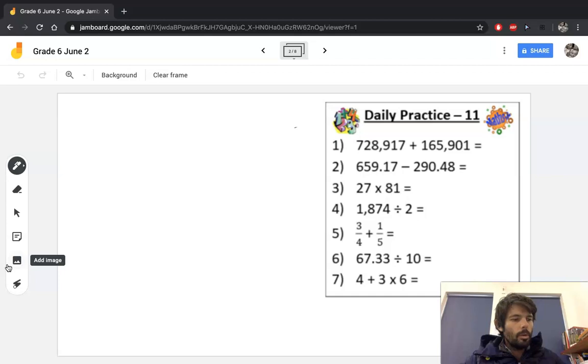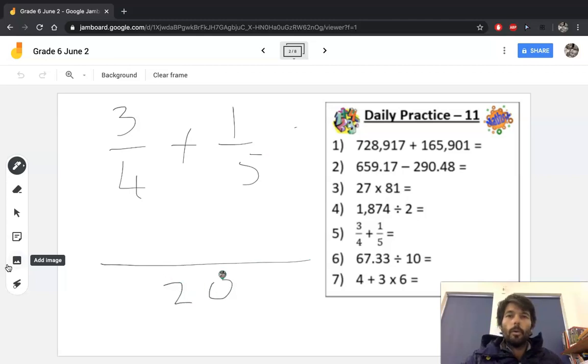So 3/4 plus 1/5. Lowest common denominator of 4 and 5 is 20. 4 goes into 20 5 times, so 5 times 3 is 15. 5 goes into 20 4 times, so 4 times 1 is 4. And when you add up the numerators, you get 19 over 20.